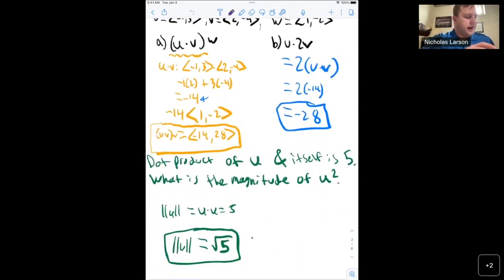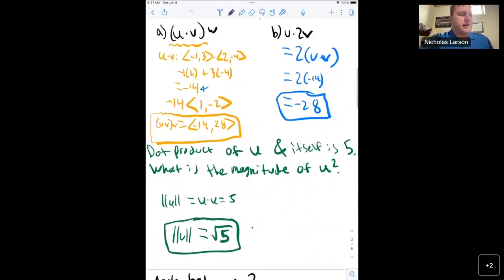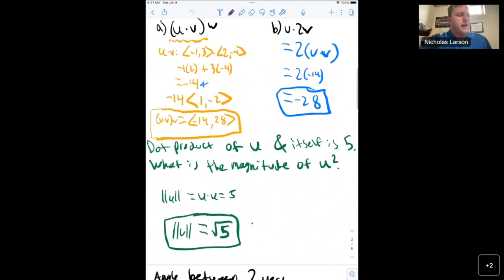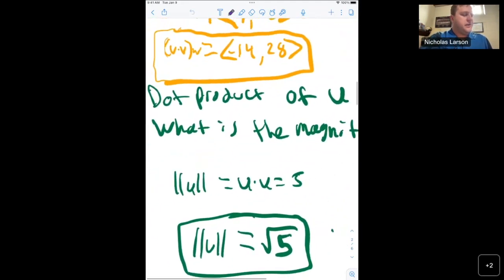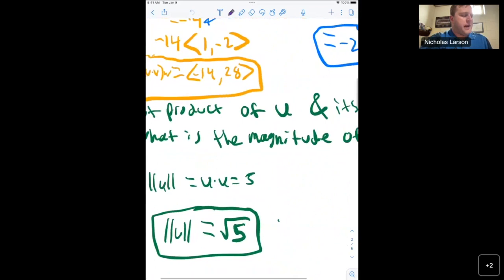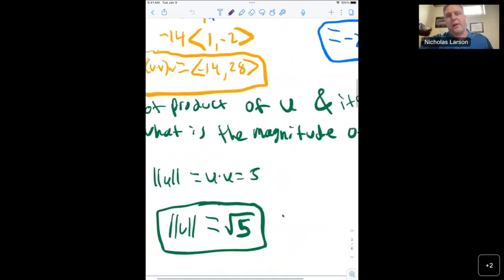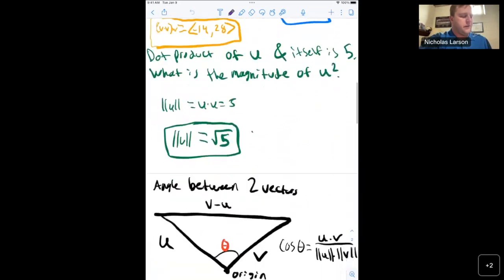Okay, and this is to find the magnitude. So the dot product of U and itself is 5. What is the magnitude of U? We look at this and say, okay, U times U is 5. Well, that means my magnitude, if I undo a squared, U squared, I've got to square root it. So that would give me the square root of 5.